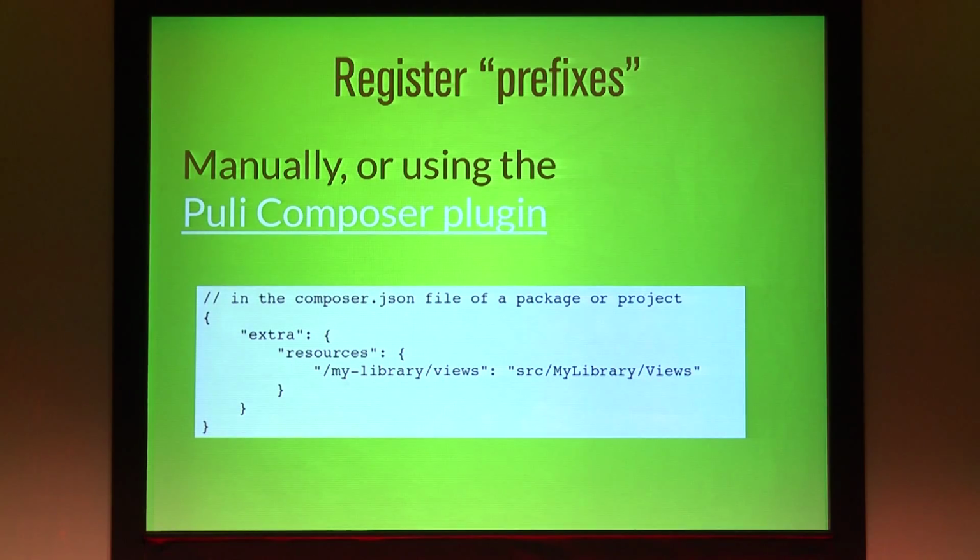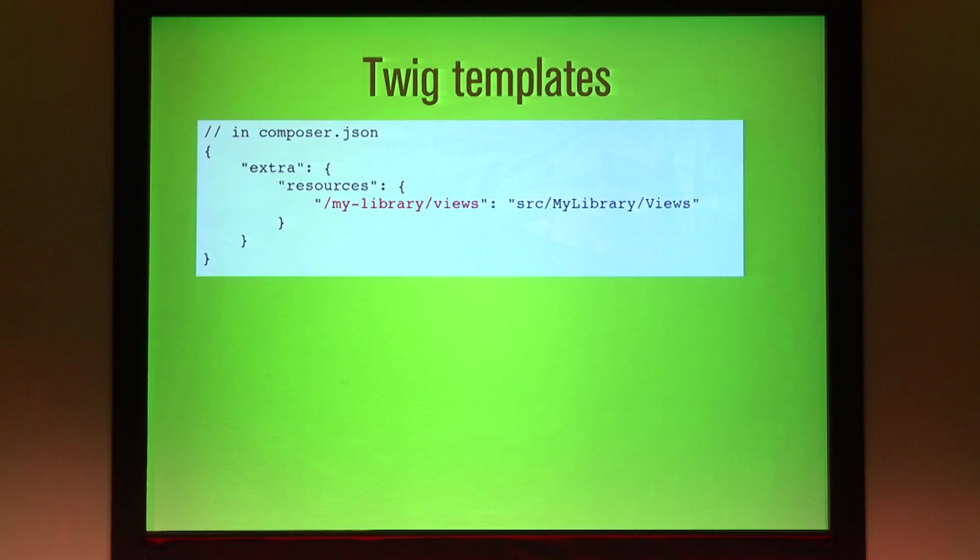But it becomes really powerful when you are allowed, using the Puli Composer plugin, to expose resources from a package using just the resources key in your Composer JSON file. So if you have a package and you want to expose templates to the application that includes the package, you just have to add this key to your Composer file, saying, I want to expose resources in my own source/my-library/views directory, and I want to make them available everywhere in the application that includes my package as /my-library/views. This is very, very powerful.